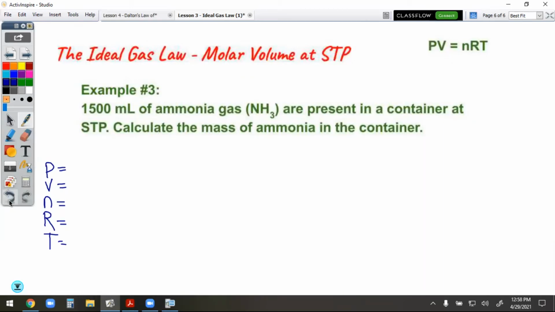Now, in this case, we also find ourselves at STP, standard temperature and pressure. So a temperature of 273.15 Kelvin and a pressure of 1.00 atm. The problem tells us that we have 1,500 milliliters of our substance. So our volume is going to be 1,500 milliliters, but yet I know that I have to convert that into liters before I can use it in my problem. So dividing by 1,000, 1,500 milliliters will become 1.5 liters.